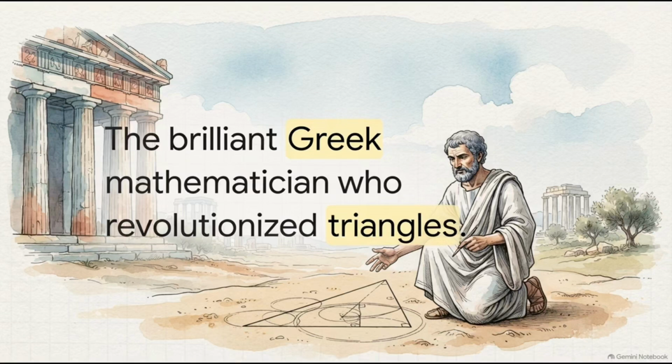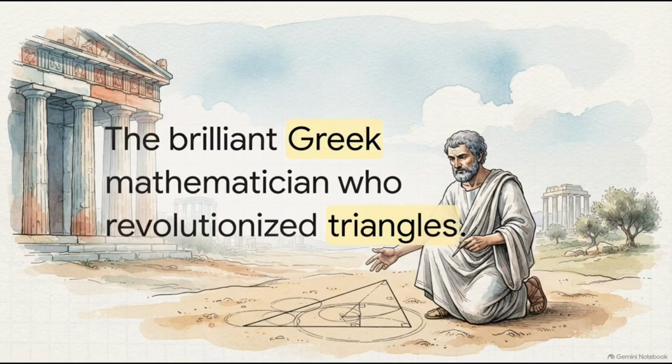Enter Thales. He was this brilliant Greek mathematician who lived way back, like over 2.5 millennia ago. Thales looked at this whole concept of similarity, specifically focusing his genius on triangles, and he discovered an absolute game-changer of a truth about equiangular triangles. Now, those are simply triangles where all the corresponding angles are perfectly equal. He realized that the ratio of any two corresponding sides in these equiangular triangles is always exactly the same.